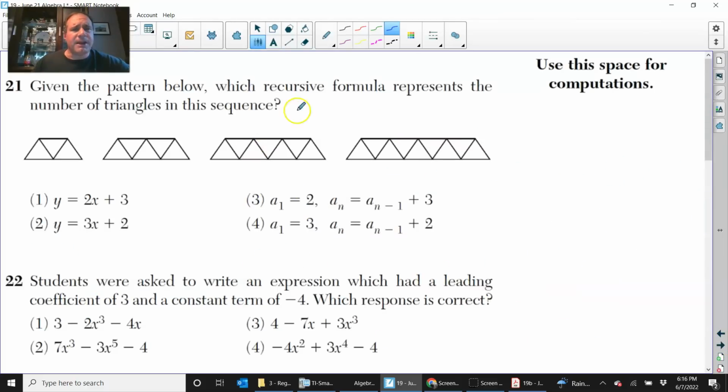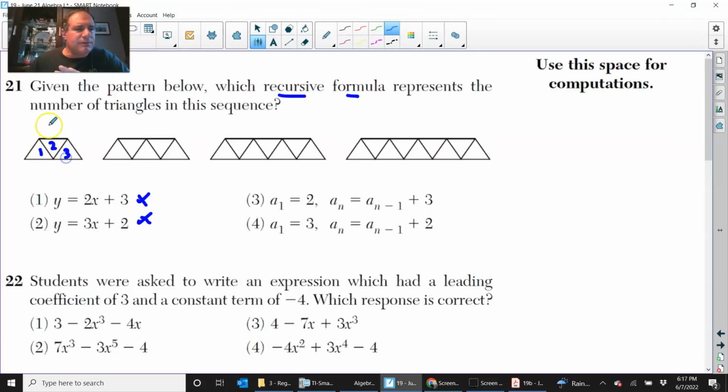Number 21, given the pattern below, which recursive formula represents the number of triangles in this sequence? So it looks a little bit weird to me, but if it says a recursive formula, I'm thinking that the first two are not part of this. So I'm already kind of canceling them out, even though I'm not going to.